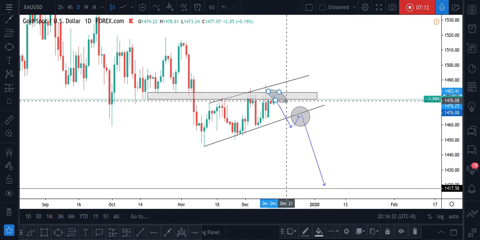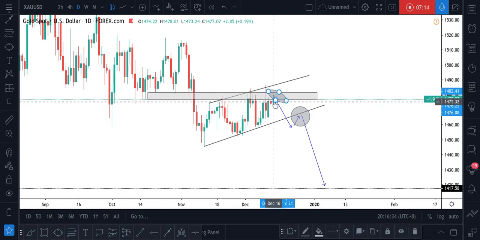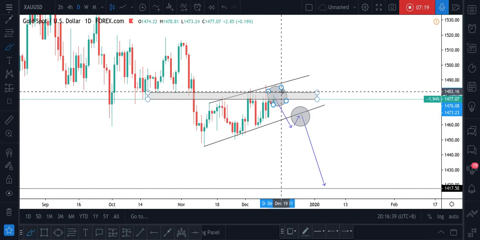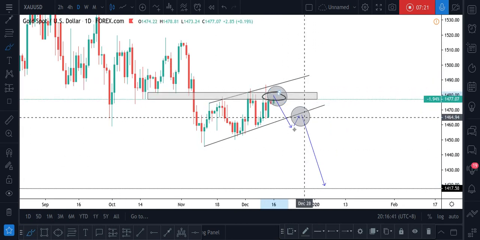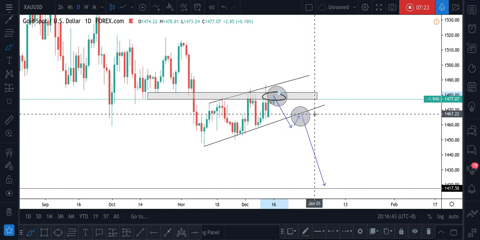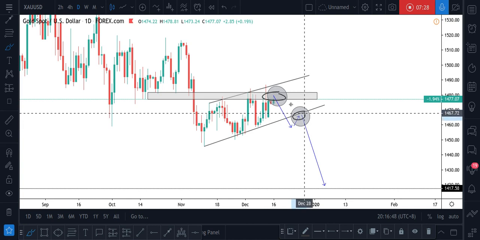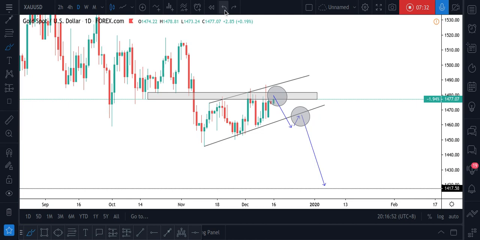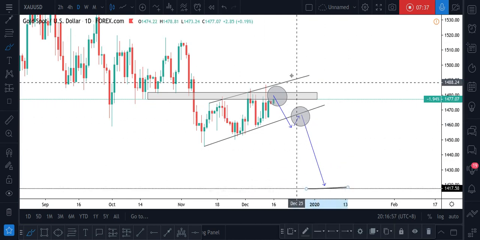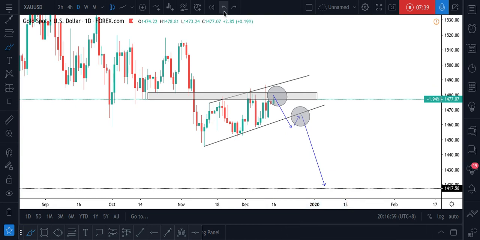So it's up to you guys if you would like to take a riskier trade and trade inside this channel over here, or you would rather take a low risk trade and wait for gold to break this channel and do a retest of this area and then take the trade. I have my target already at the bottom here, which is 1417, and this is where I would like to see gold reach by the end of this month, because this is my monthly target.